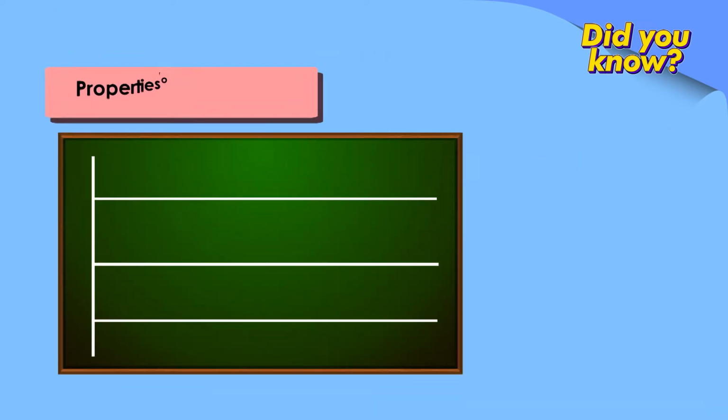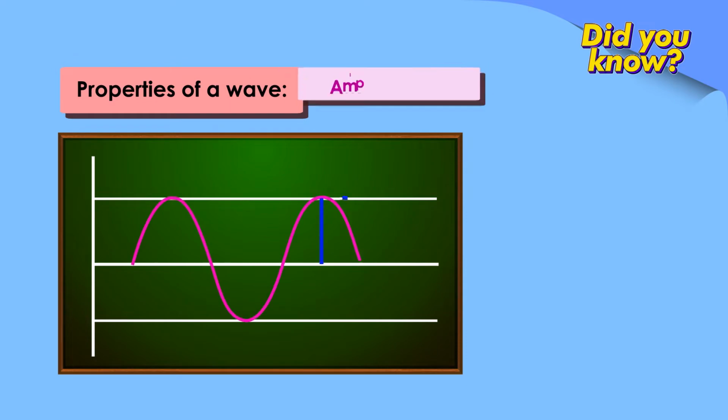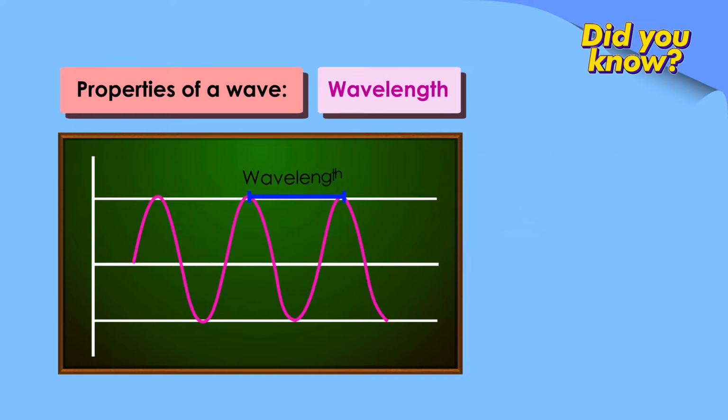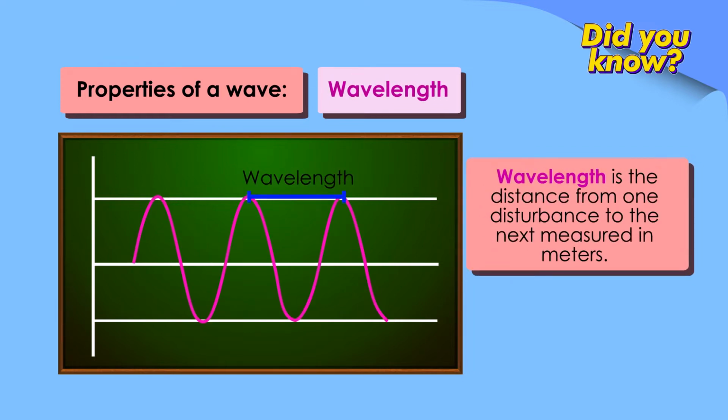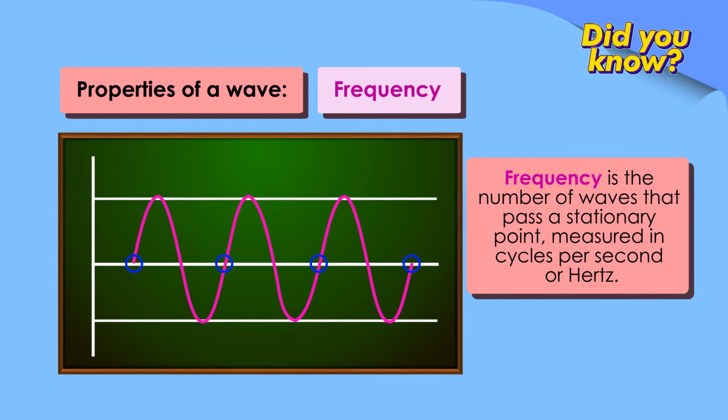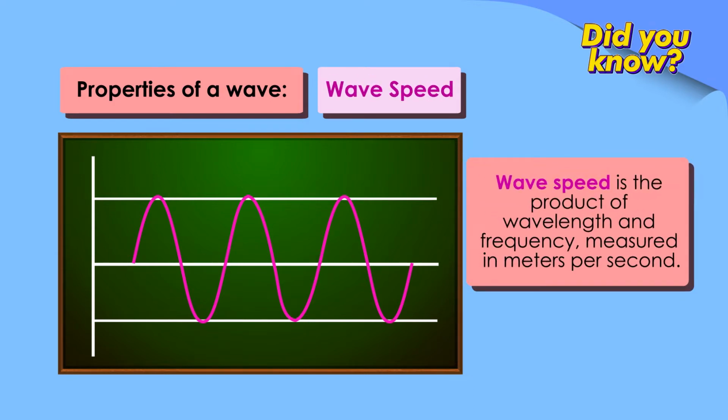A wave includes 4 properties: amplitude, the size of displacement from the disturbance; wavelength, the distance from one disturbance to the next measured in meters; frequency, the number of waves that pass a stationary point measured in cycles per second or hertz; and wave speed, the product of wavelength and frequency measured in meters per second.